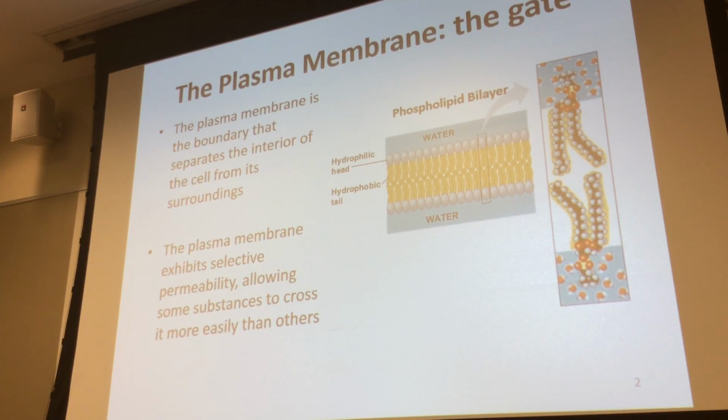So what are the factors that dictate the permeability of the plasma membrane? Size, what else? Charge. Why is it charged? Are there any charges in here? Are these charged? Okay, what else? Correct. Okay.